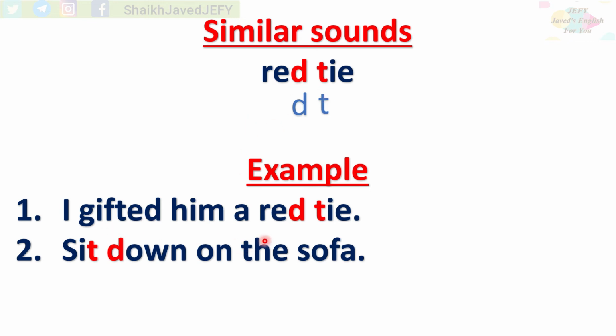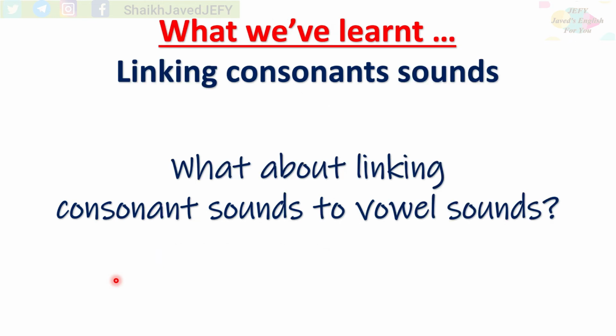I gifted him a red tie, or sit down on the sofa. Okay, if you say these words separately, sit down, no matter how fast you speak them, sit down, there will always be a gap in between. A gap of 1 second or a fraction of second will always be there. So the right way is just to link them. Sit down on the sofa, just like that.